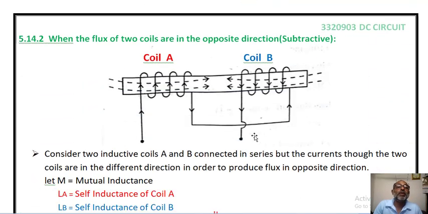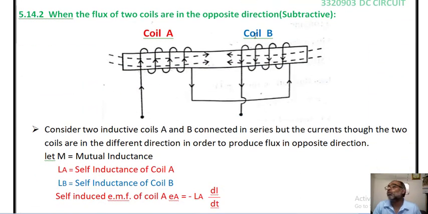Now let us see when the flux of the two coils is in opposite directions. Here you can see the connection. The current passes through coil A in the upward direction, while the same current passes through coil B, but due to its reverse connection, the current flows downward. That means coil A and coil B produce magnetic fields in opposite directions. The value of the flux remains the same because the same amount of current passes through both coils A and B.